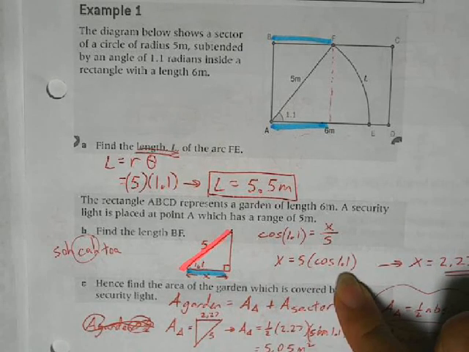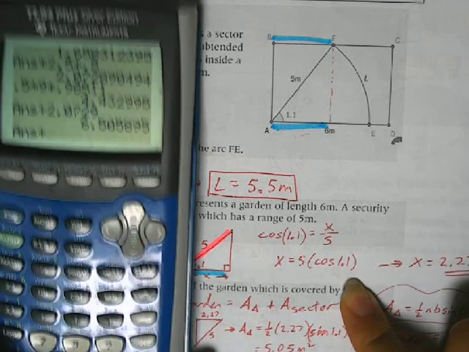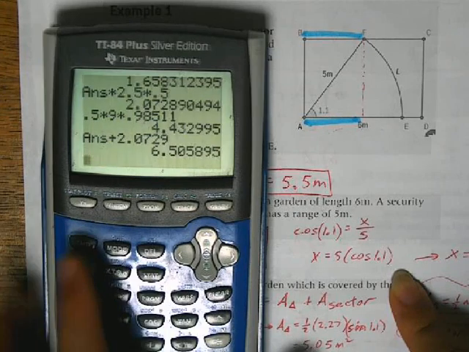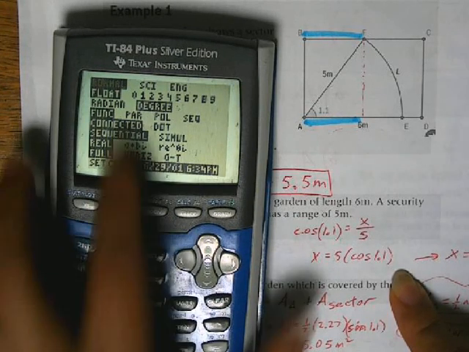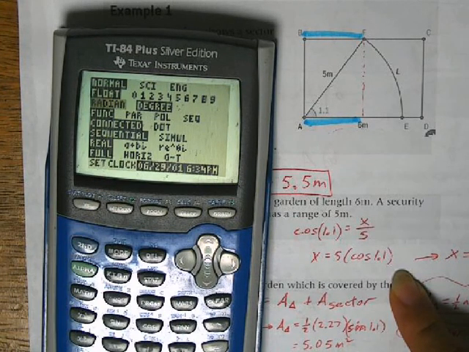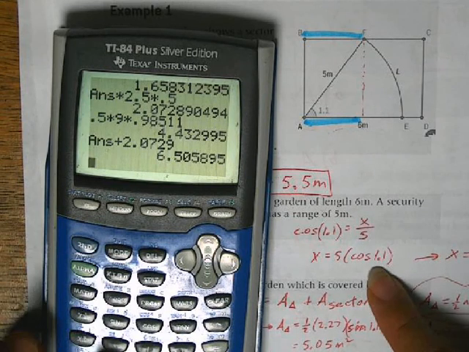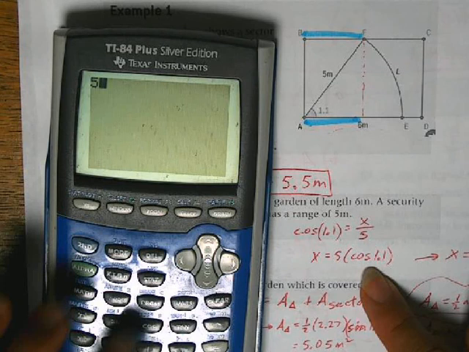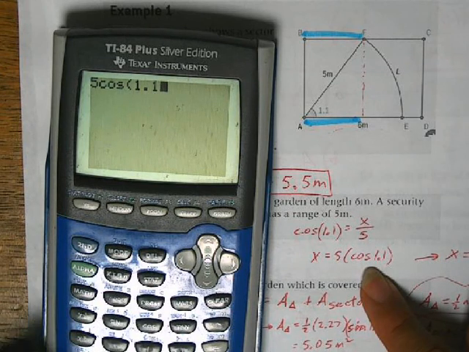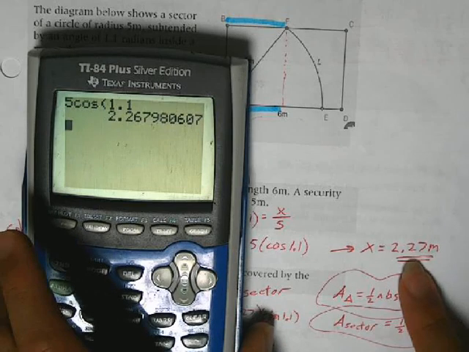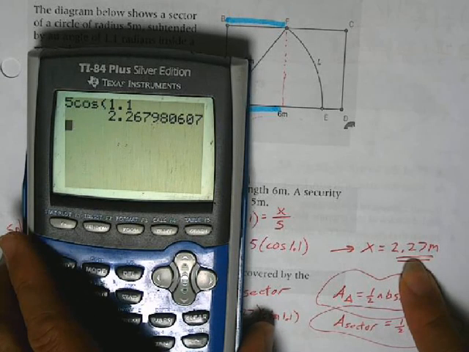Now be careful when you're using your calculator, because now we've got to be in radian mode. So make sure you hit mode and change it to radian mode. Enter. Okay, and then second mode to quit. And now we can type it in, 5 cosine 1.1, and then I'm going to get that the length from there to there is 2.27. Okay.